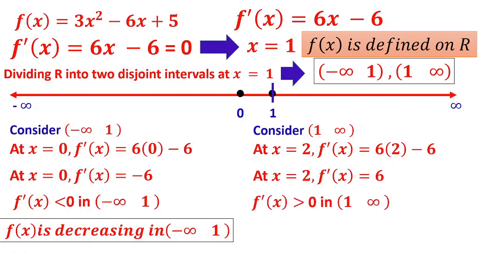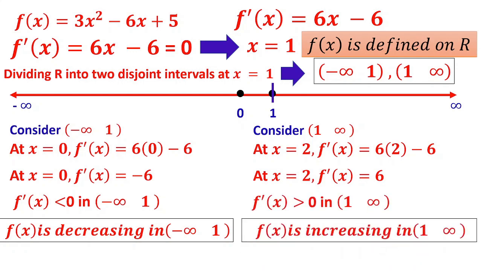Value 6, therefore it is greater than 0, therefore it is increasing. Be careful while you are evaluating the value of f dash of x at a convenient point. No need to evaluate it totally. You are interested only in the sign of f dash of x. Don't calculate it totally. If you are very sure that it is greater than 0, directly put greater than 0 or less than 0 after that.